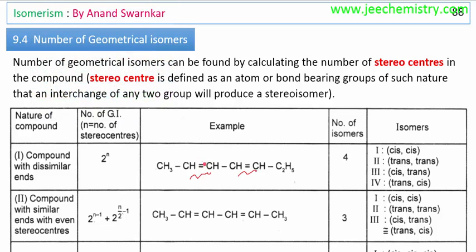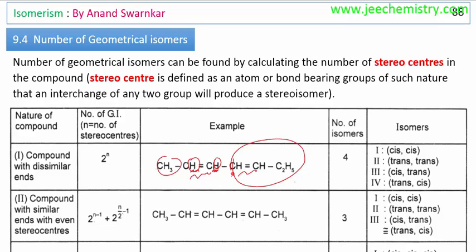For this double bond, this is a group and this is a group, and this hydrogen is a group. For this bond, this hydrogen and CH3 are groups. For the right side, this hydrogen and this are the groups. The bond bearing groups are of such nature that interchange of any two groups will produce a stereoisomer.